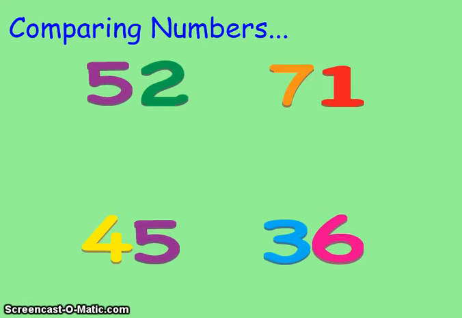Now let's compare numbers, starting with whole numbers. If I want to compare 52 to 71, I would first look at my tens place. I have a 5, which is 50, and a 7, which is 70. So 52 compared to 71. I know that 52 is smaller than 71, so I would say 52 is less than 71, and this is the symbol for less than. You might remember that it looks a little bit like an L, less than, facing in the same direction.